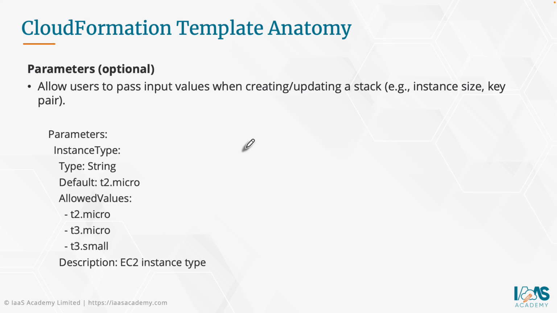So if you take a look at the example here, the default for this template is to launch a T2 micro, but you might want to allow your users to be able to select other instance types. So T3 micro, T3 small, whatever the case might be. So if the user doesn't do anything, then the default deployment will have an EC2 instance of a T2 micro instance type. But giving these options under the allowed values section to the user allows for that flexibility. Parameters are optional as well.